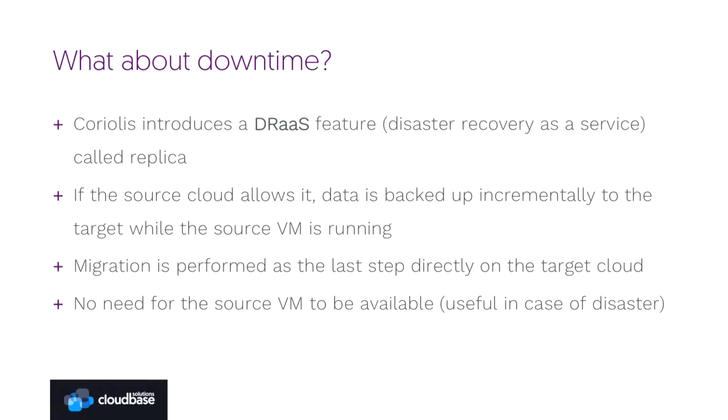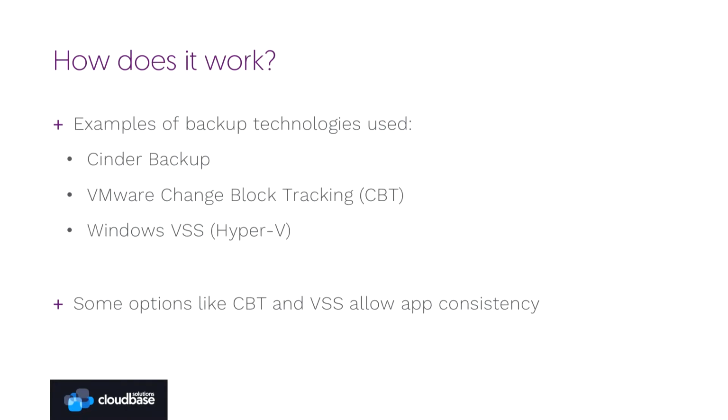What about downtime? Coriolis introduced a disaster recovery as a service feature called Replica. If the source cloud allows you, data is backed up incrementally to the target while the source VM is running. And that's actually very important, and I will demo it to you right now.